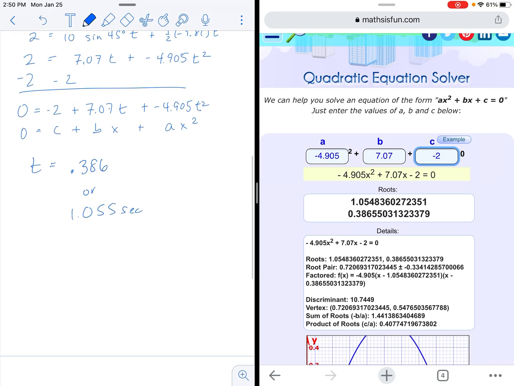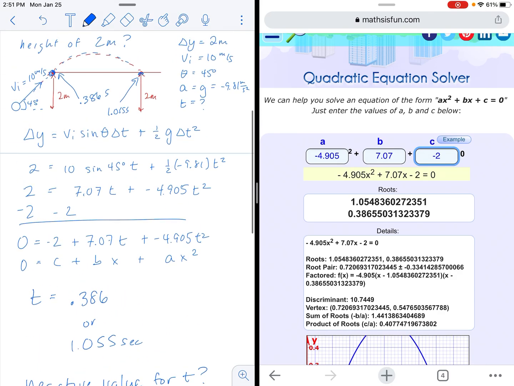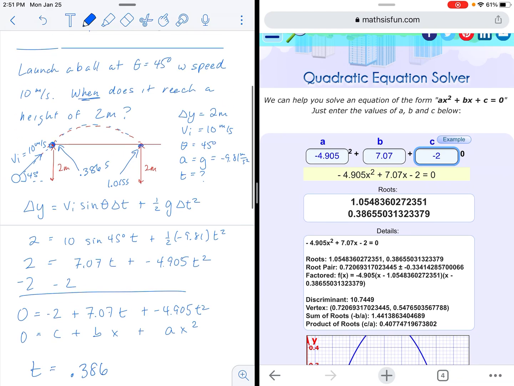Sometimes you'll get an answer that doesn't make sense. What if you get a negative value for T? We cannot go back in time, so you're going to ignore it if you get a negative value for T. What if you get a complex? Some of you may have studied i, which is the square root of negative 1. If you get a complex value, it means there's no solution. It means the situation is impossible. But in this class, we'll try to give you situations that are possible because it's physics and we are studying the physical world. Okay, hope that makes sense.